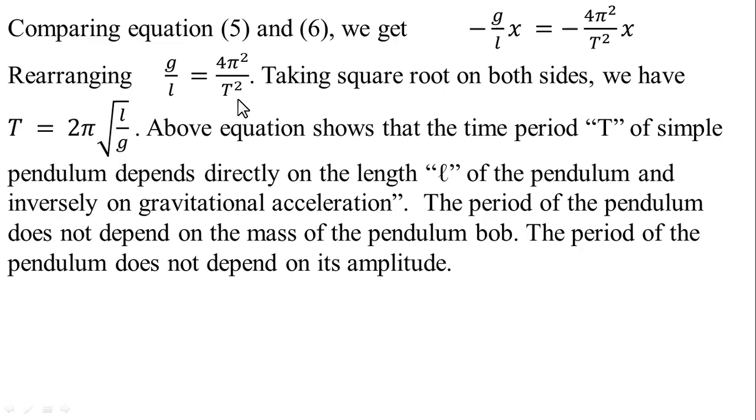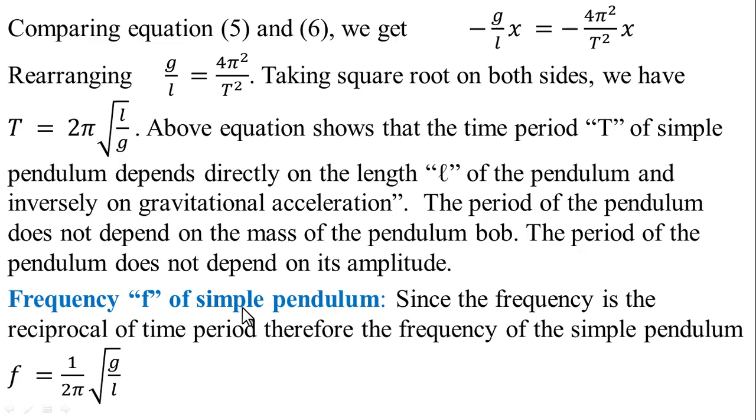Now rearranging and taking the square root on both sides, we have T equal to 2 pi square root of L over g. The above equation shows that the time period of the simple pendulum is directly proportional to the square root of its length, and inversely proportional to the square root of the gravitational acceleration g. So the time period of the pendulum does not depend upon the mass of the pendulum bob, or upon the amplitude.